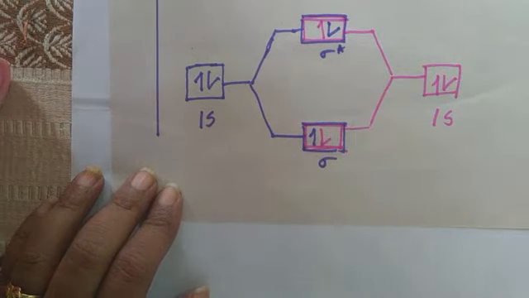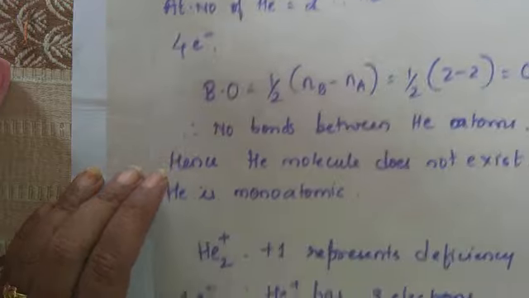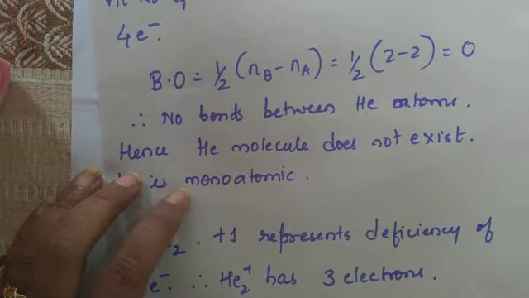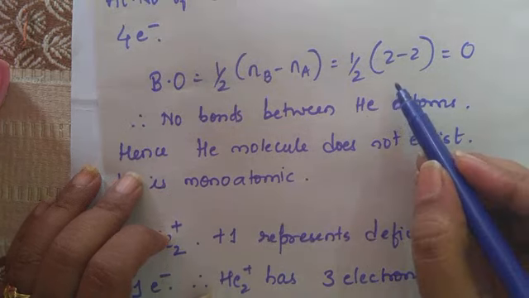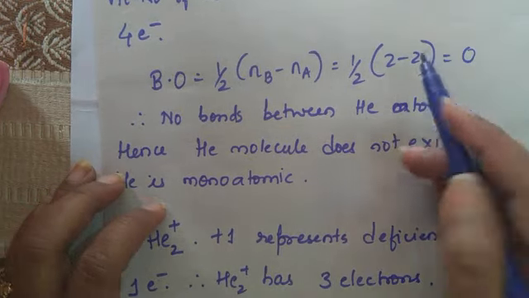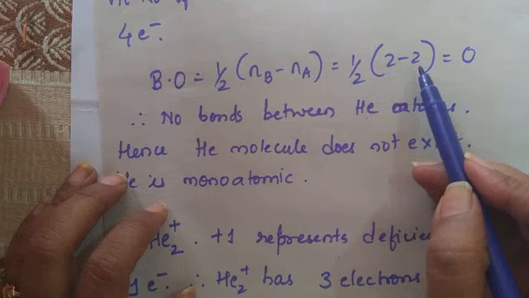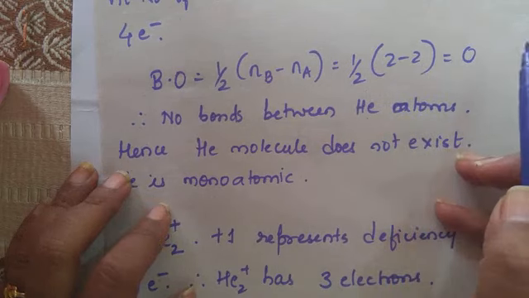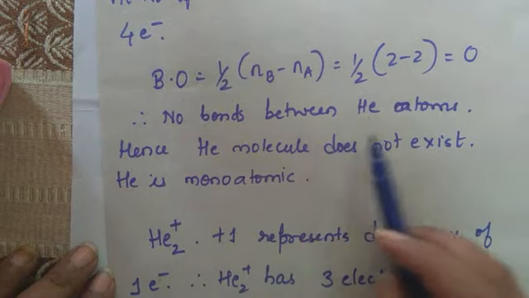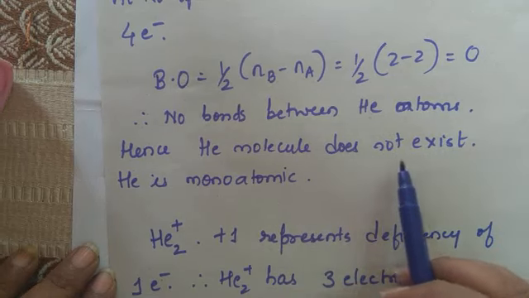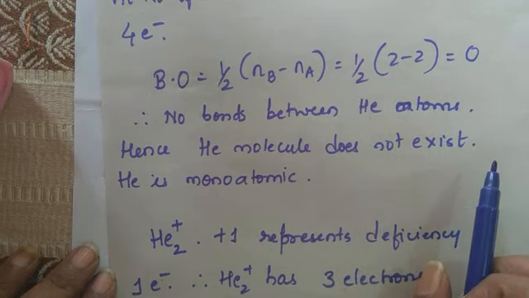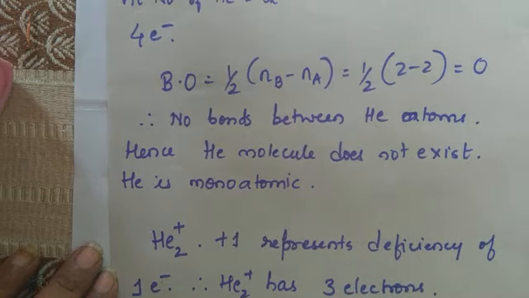So the bond order for the helium molecule will be half of Nb minus Na. The number of electrons in the bonding molecular orbital is 2, and in the anti-bonding it is 2, so 2 minus 2 is 0, 0 into half is 0. Therefore, no bonds are present between helium atoms. Hence, the helium molecule does not exist. It means helium is monoatomic.